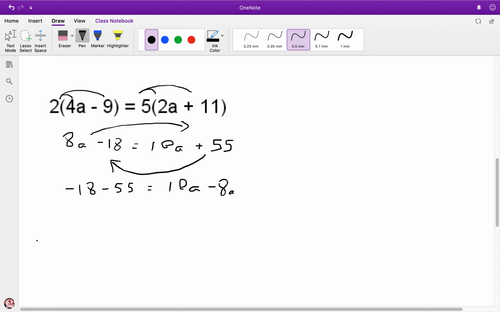Let me just check with my calculator just to make sure. 73, correct. So it's going to be negative 73 equals 2a. Why are all these questions coming out with funky answers? But they are. So then we have to divide by our coefficient at the end. So a is going to equal negative 73 over 2.